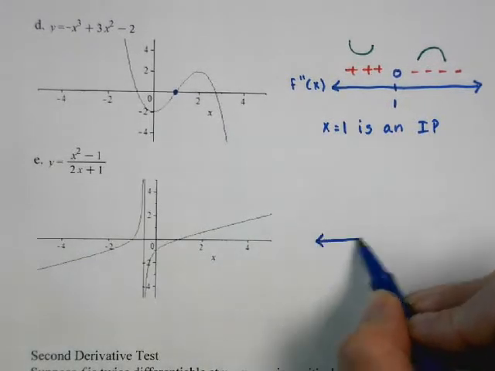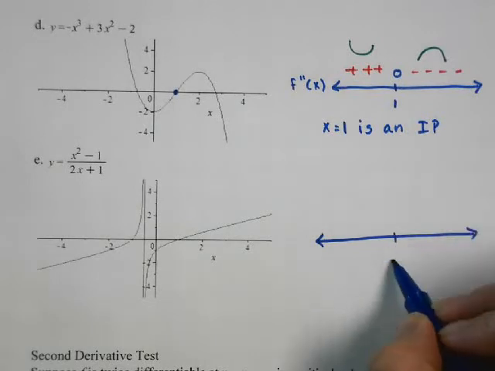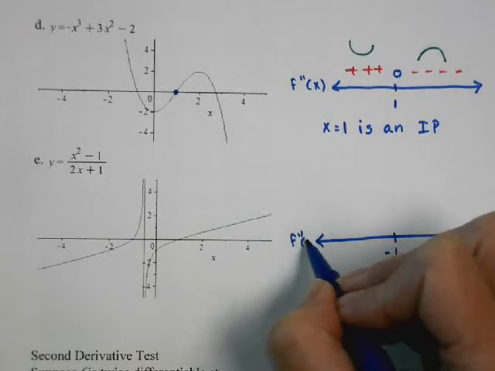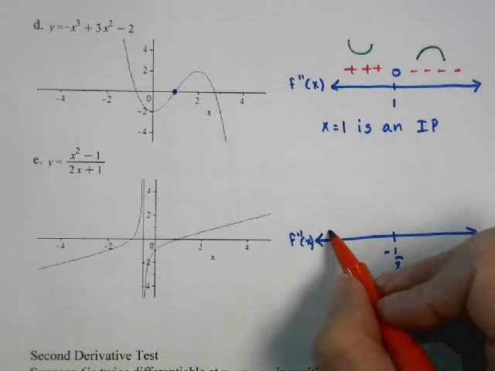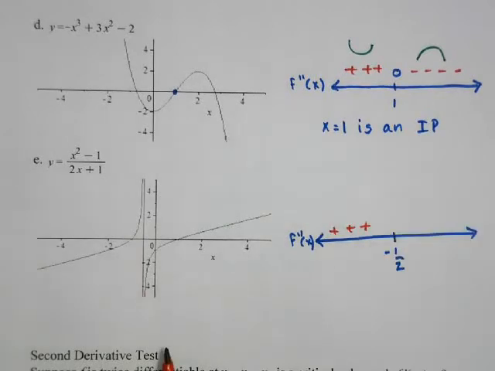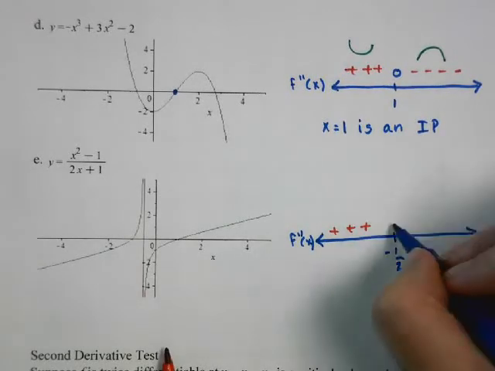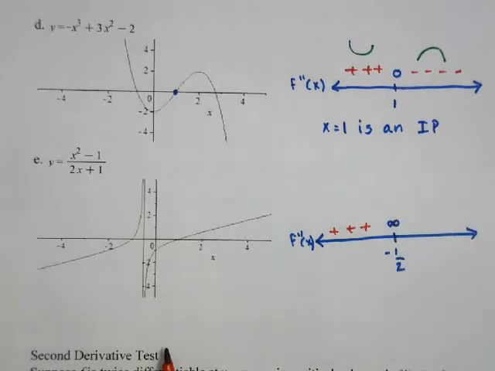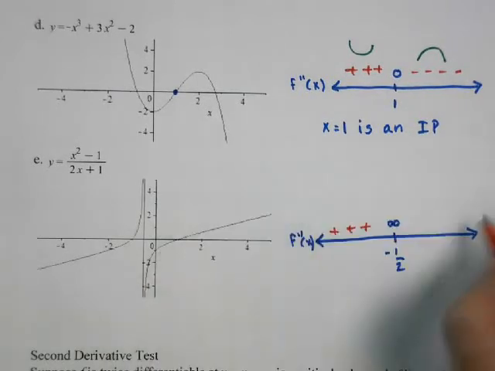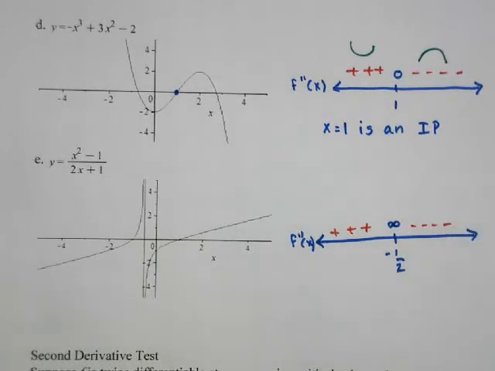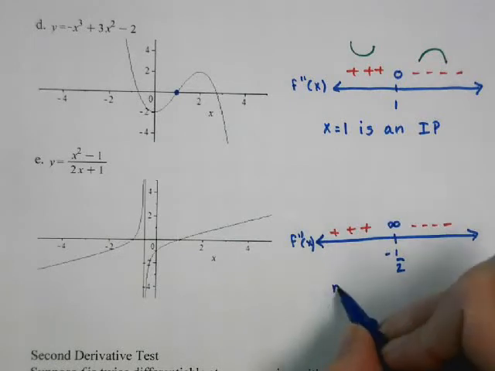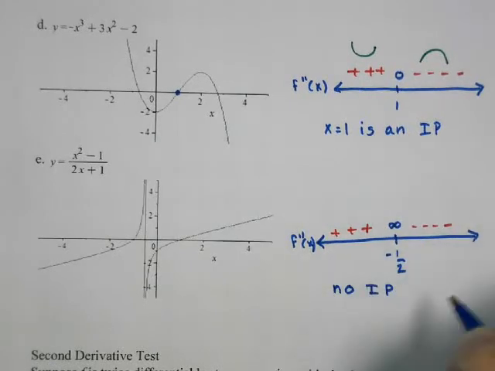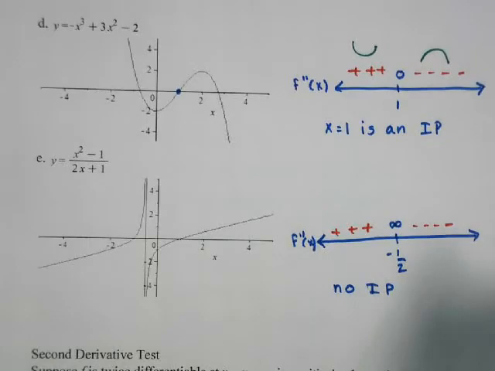For this one, at, what's that, about -1/2, this graph is concave up, but at -1/2, we have an asymptote. This would be concave down, but because there's no tangent line at -1/2, this is not an inflection point. So there is no inflection point, even though it switches concavity.